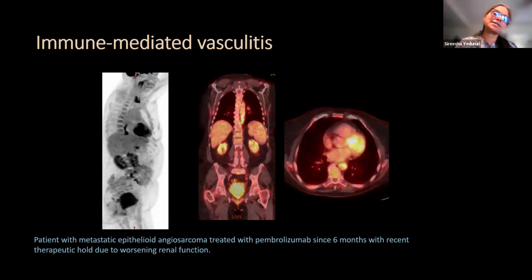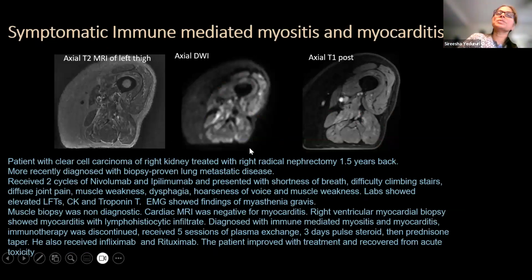This is a patient with metastatic epithelioid angiosarcoma treated with immunotherapy. There is wall thickening and you can see uptake along the aorta. This is vasculitis. This is another complication. Another complication is myositis. This patient has renal cell carcinoma who was treated with nephrectomy 1.5 years back. The patient developed biopsy-proven lung metastasis, and then was given immunotherapy.